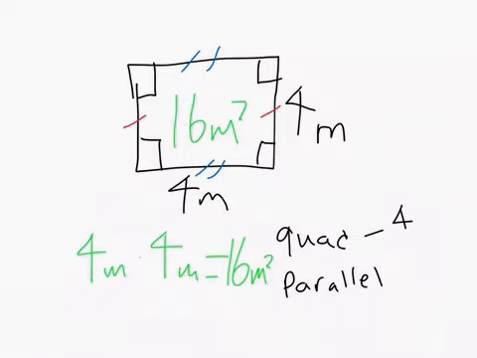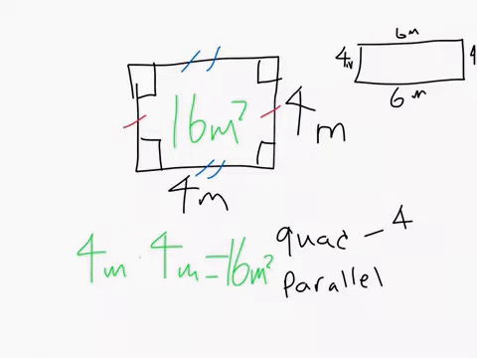You could probably try drawing that out yourself, but a good rectangle would look more like this, and this would be 6, 6, 4, 4. Don't forget to label those sides. These are meters. So now you have a quadrilateral parallelogram because these are the same and these are the same, but they are not the same as each other.